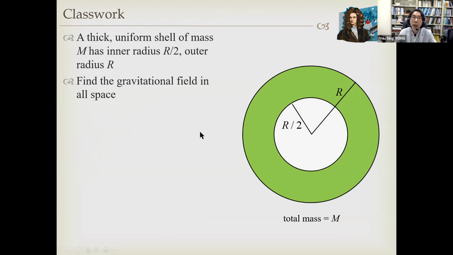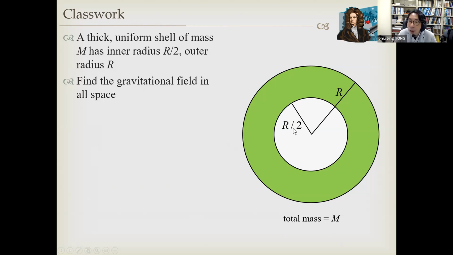Now we have a small task. Suppose we have a fixed shell. The green part is filled with mass, but the shell has a spherical cavity inside. The outer radius of the shell is capital R, the radius of the cavity inside the shell is R over 2, and the total mass of this object is M.